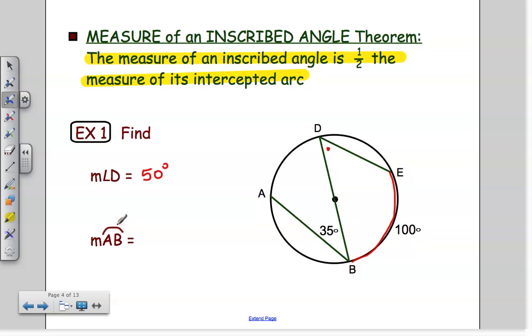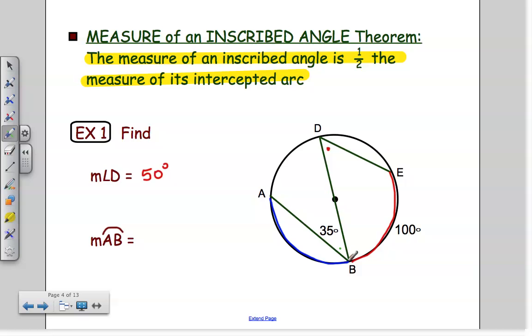What about the measure of arc AB? Okay, here's arc AB. This is what I'm ultimately trying to find. Well, I don't think I have a way to directly find that. But if we take a step back and we first look at this angle of 35 degrees, this is an inscribed angle, is it not?